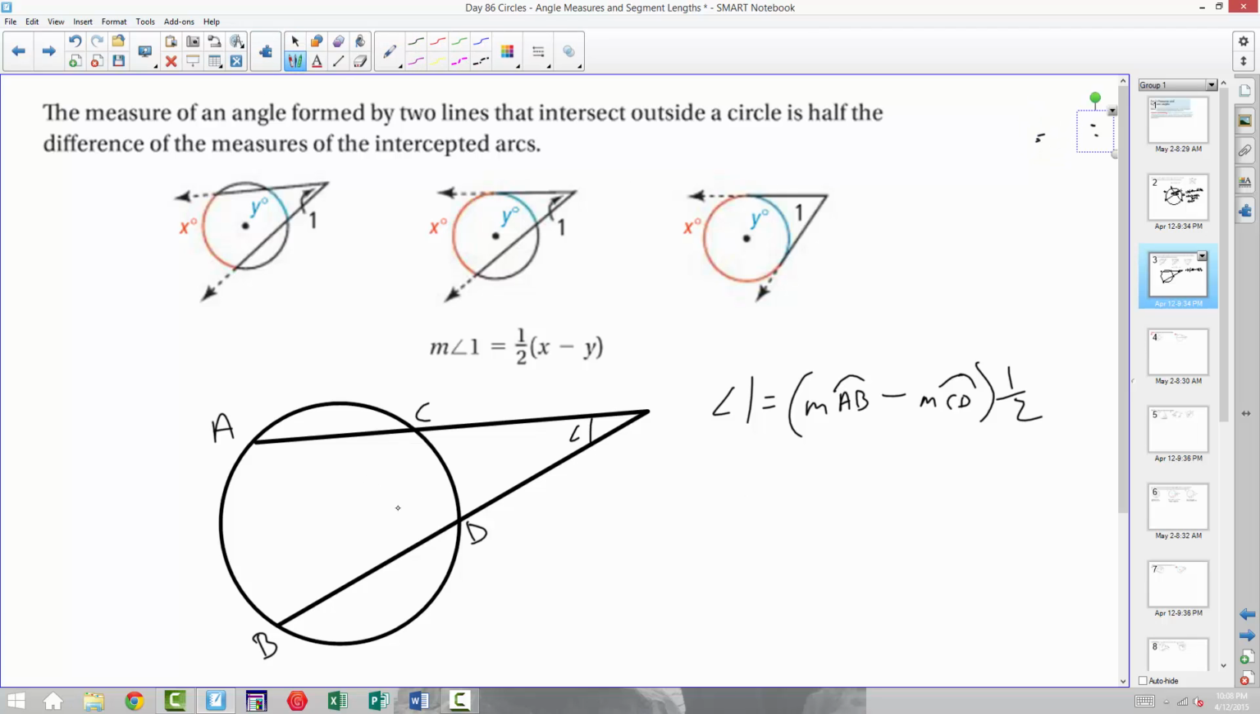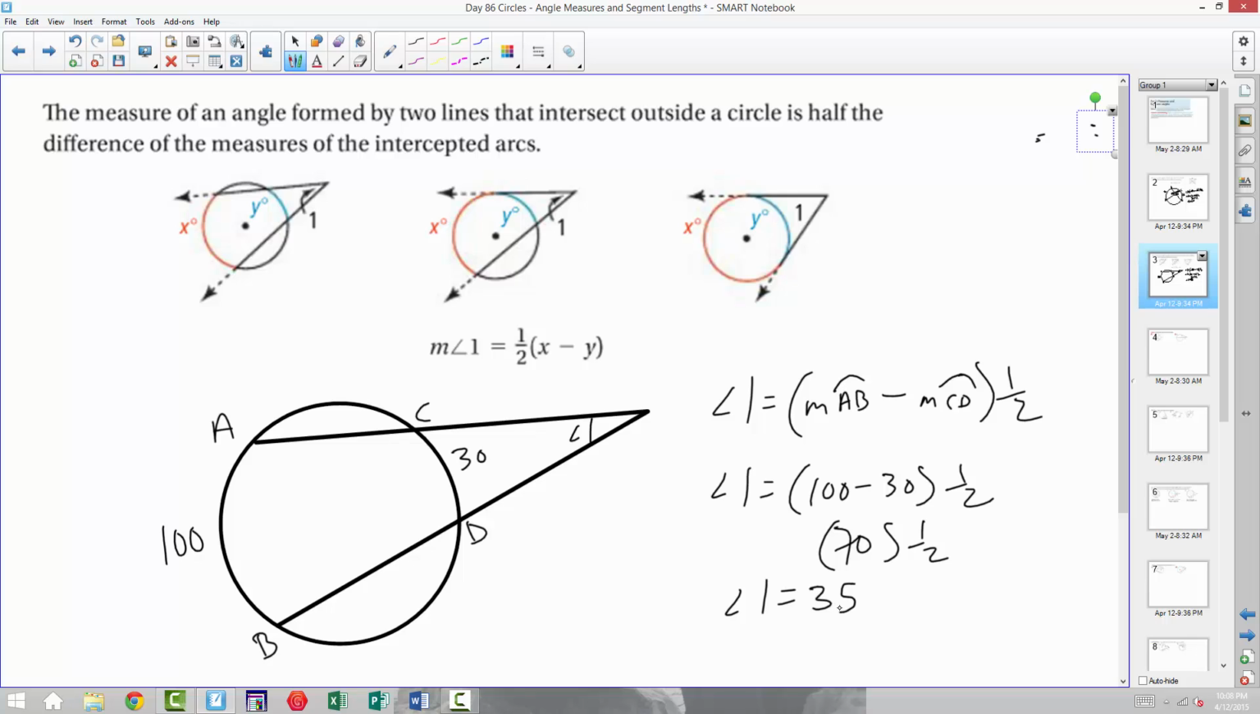So to do this example, if A to B was 100, C to D is 30, I know angle 1 is the difference, so 100 minus 30 times a half, so I have 70 times a half, so angle 1 is equal to 35.